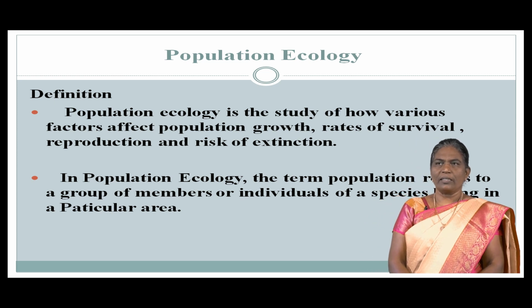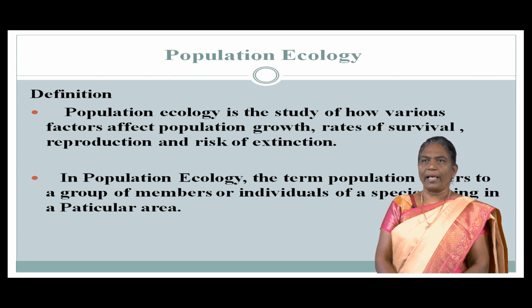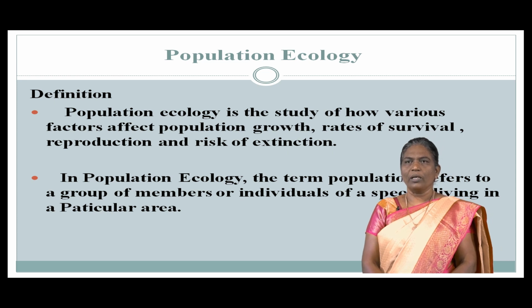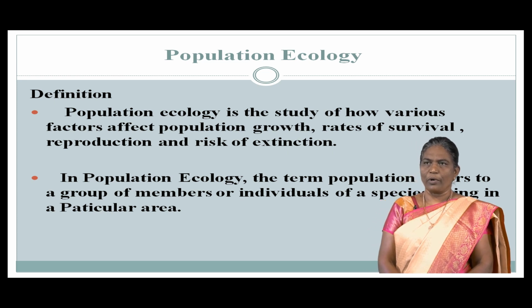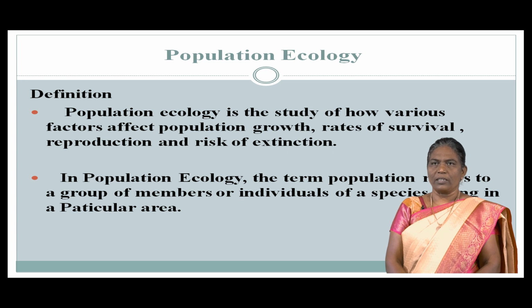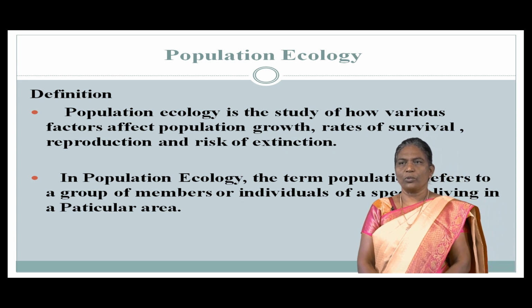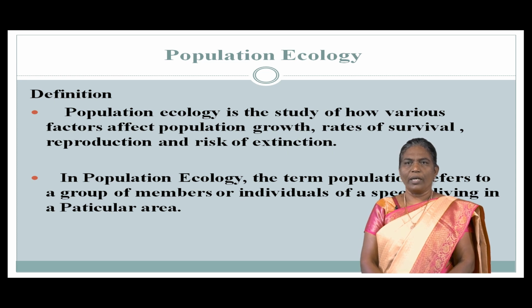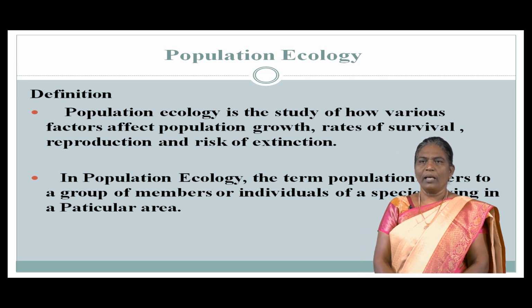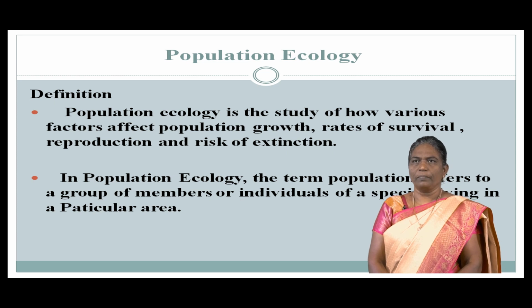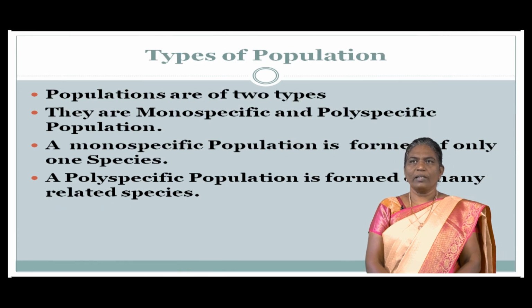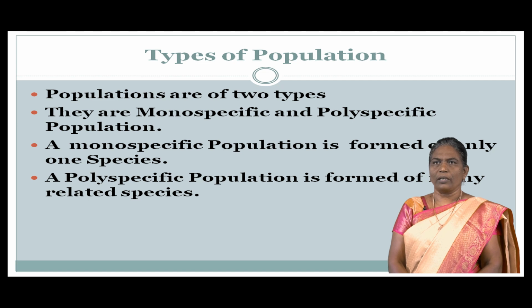Let us see first about the definition. Population ecology is the study of how various factors affect population growth, rates of survival, reproduction, and risk of extinction. In population ecology, the term population refers to a group of members or individuals of a species living in a particular area.